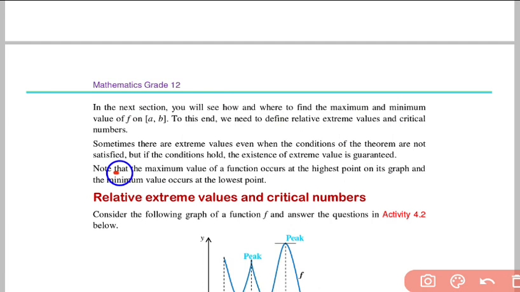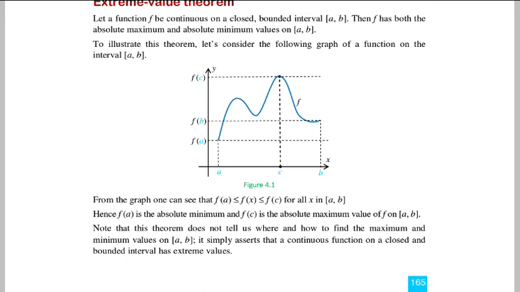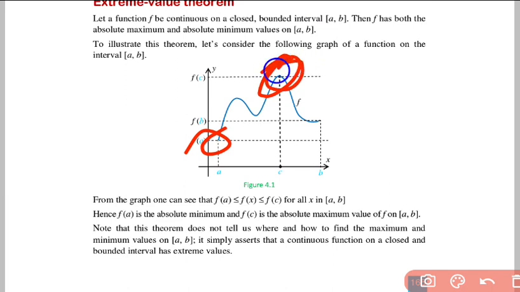Note that the maximum value of a function occurs at the highest point on its graph, and the minimum value occurs at the lowest point. The highest point on a graph is the maximum. The lowest point is the minimum value. This is the maximum point. This is the minimum point.